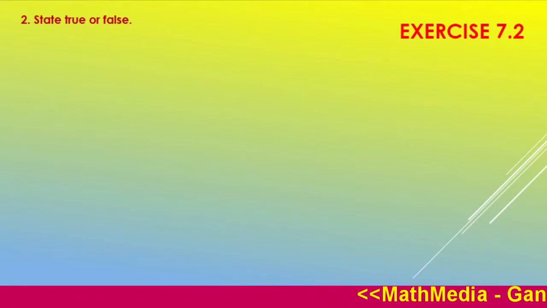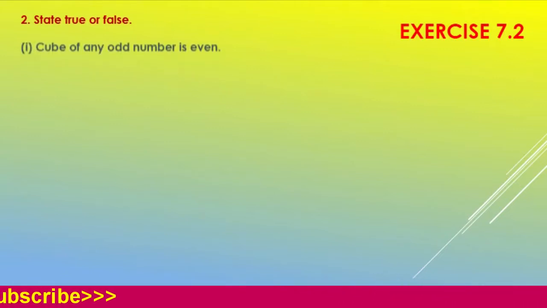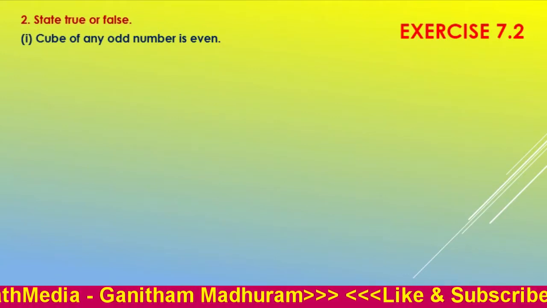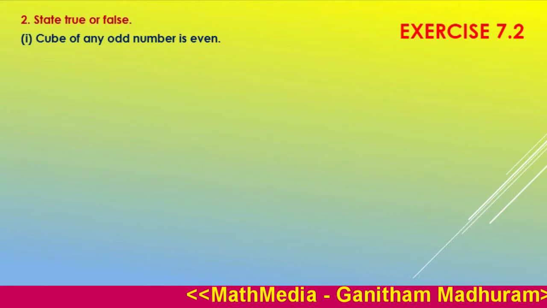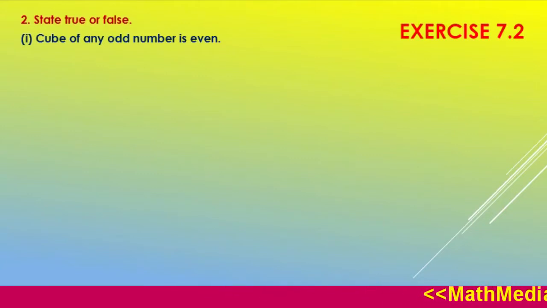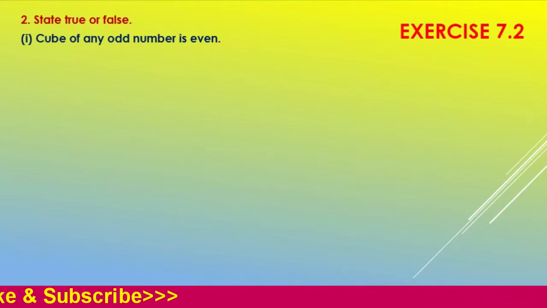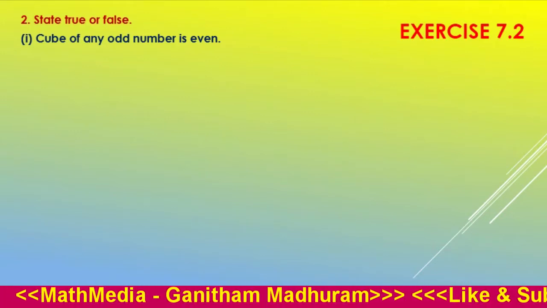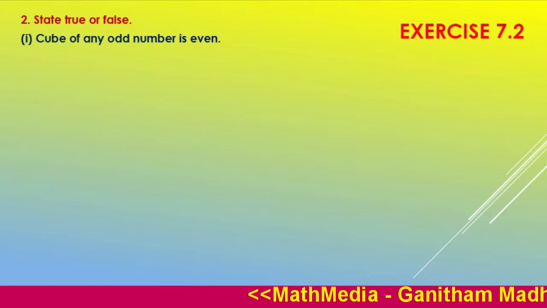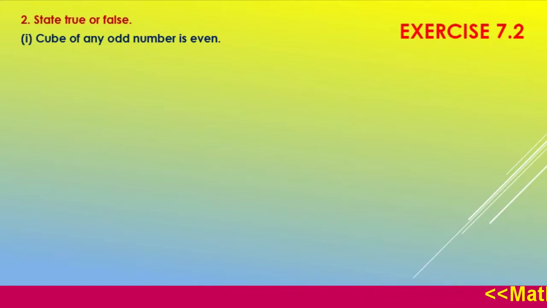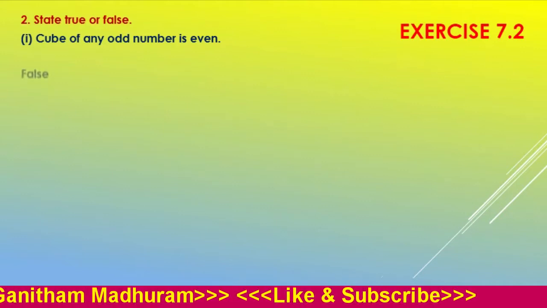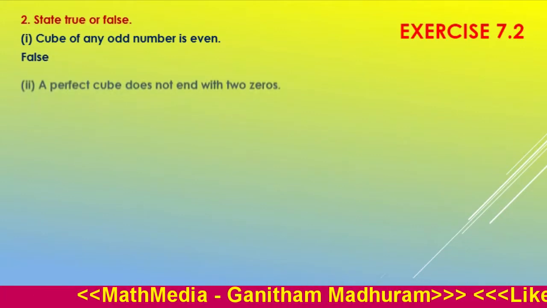State true or false. Cube of any odd number is even. As you know, if you take an odd number like 3, its cube will be odd only. That is, 3 cube equal to 27, 5 cube equal to 125. So the given statement is false.